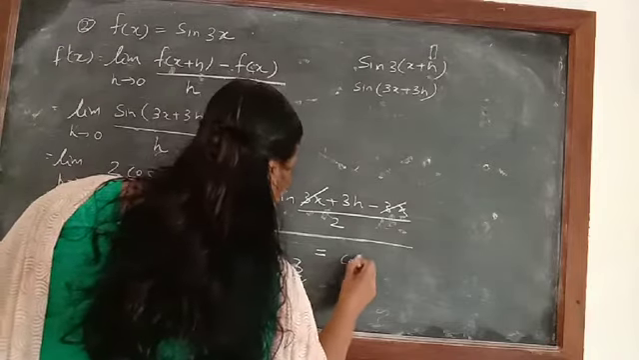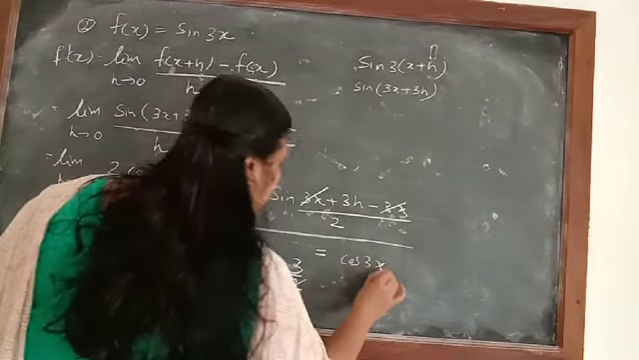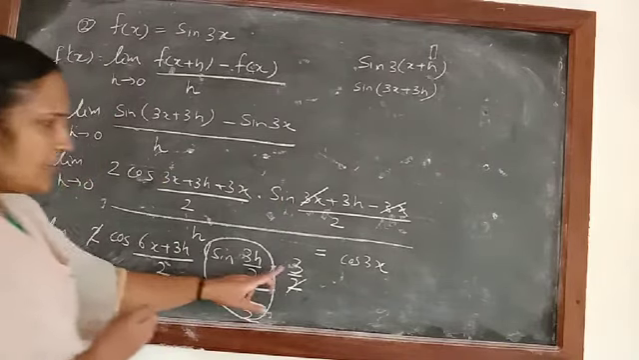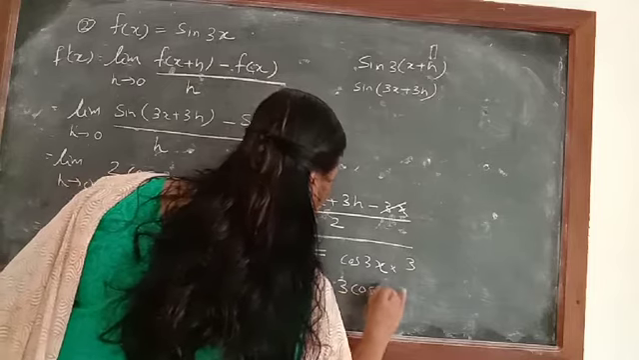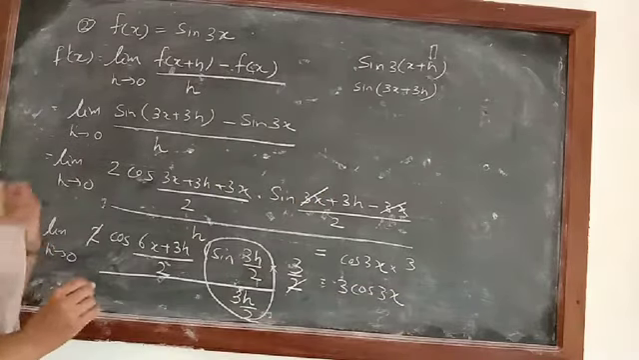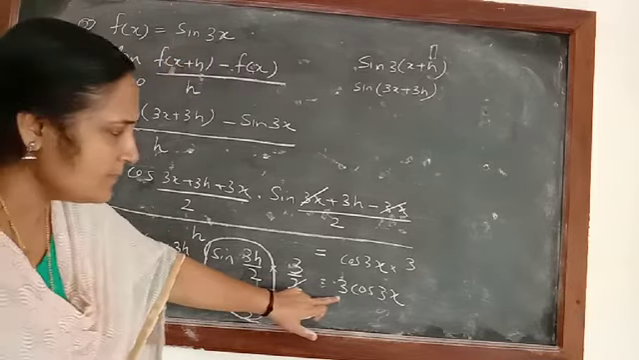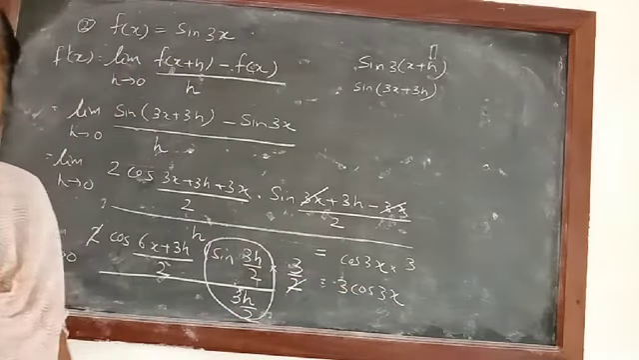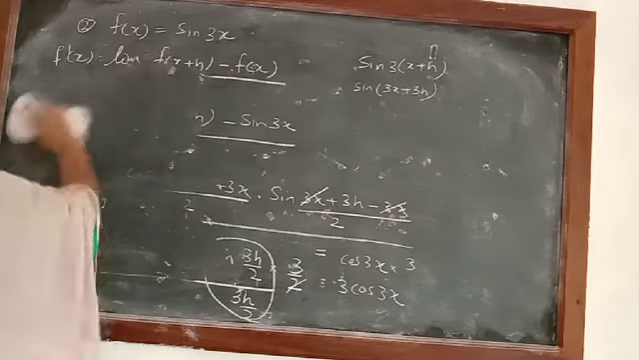So remaining it will be equal to cos 6x by 2, which will be equal to cos 3x into this 3 is remaining there. So our answer will be equal to 3 cos 3x. So derivative of sin 3x is equal to 3 into cos 3x. Is it clear? Okay. Now we can check the next question.